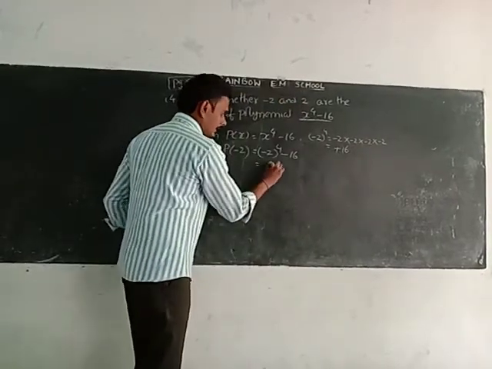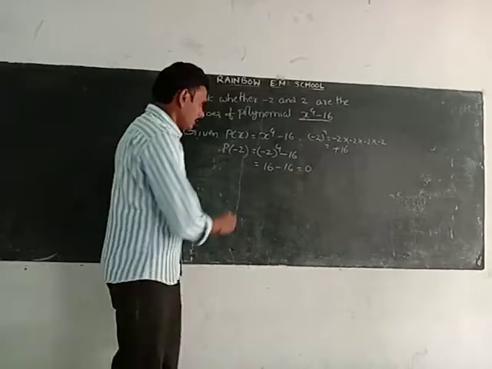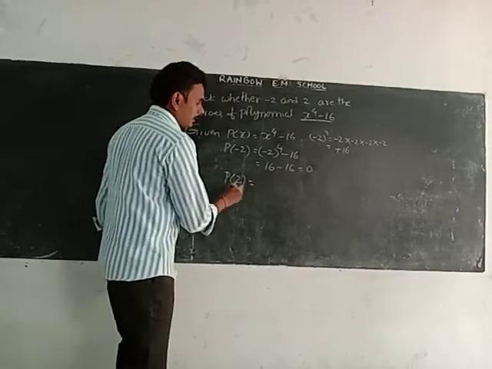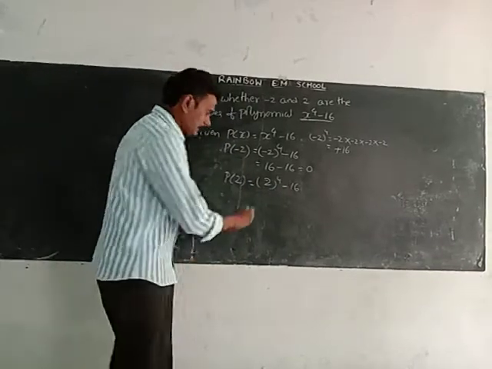Now we can write 16 minus 16, which is 0. Now go for the second one. P of 2 equals 2 power 4 minus 16.